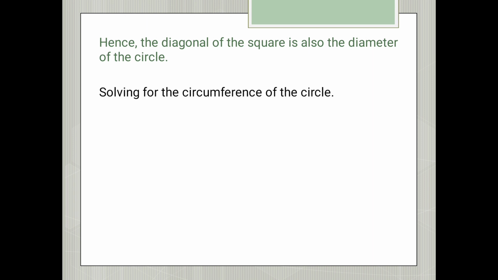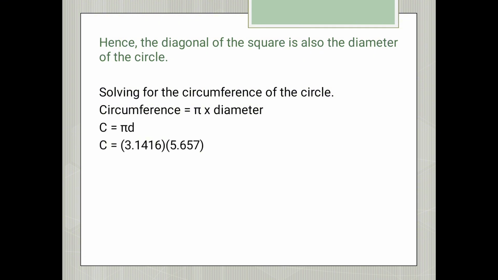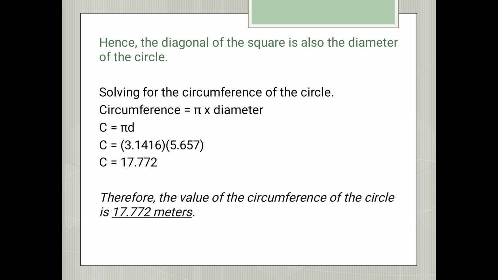Solving for the circumference of the circle. Circumference equals pi times diameter. Substituting the value of pi and the diameter, pi equals 3.1416 times 5.657. So the value of the circumference is 17.772. Therefore, the value of the circumference of the circle is 17.772 meters.